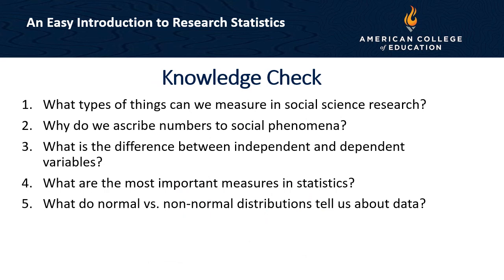We've learned a lot in this lesson, so I want to pause and do a knowledge check with you. I'd like you to reflect on these questions. Number one, what types of things can we measure in social science research? Number two, how do we ascribe numbers to social phenomena? Number three, what is the difference between independent and dependent variables? Number four, what are the most important measures in statistics? And number five, why do normal versus non-normal distributions matter, and what do they tell us about data? Reflect on these questions, and I look forward to sharing more with you in the next lesson.